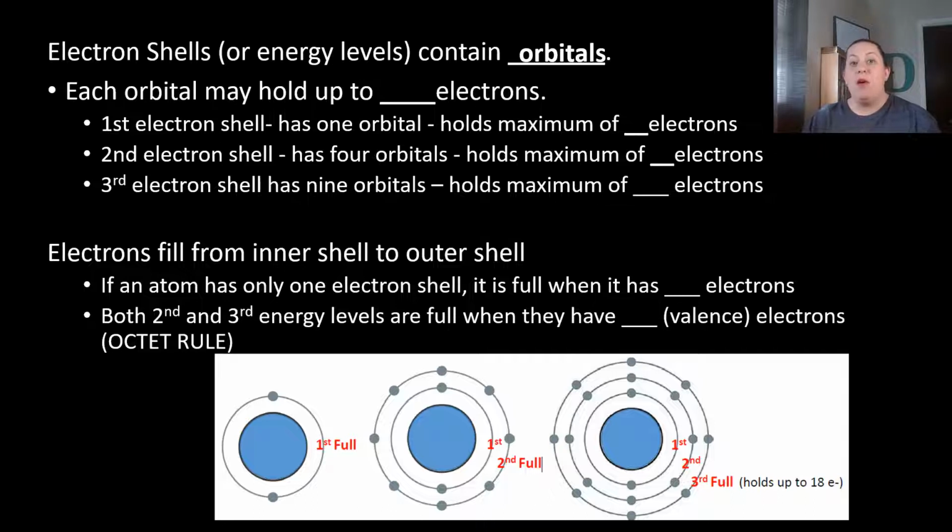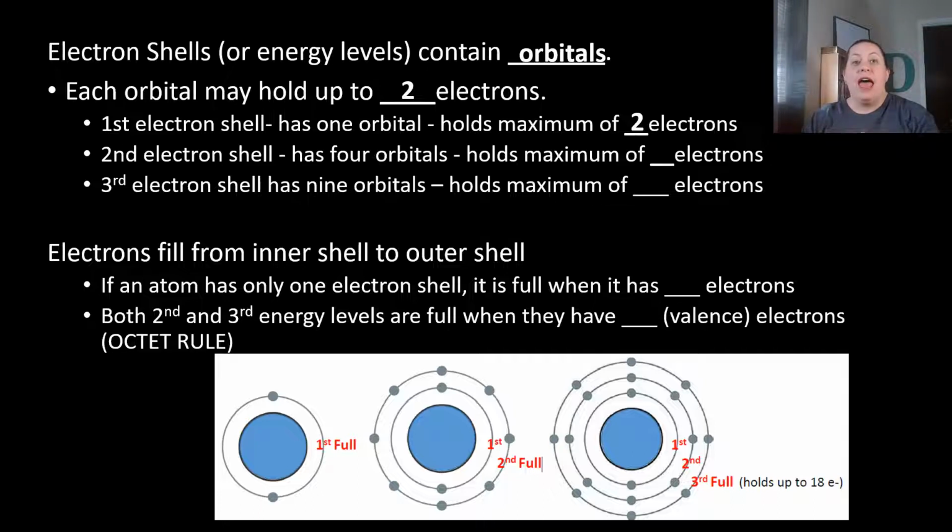Each orbital may hold up to 2 electrons. Now, the first electron shell, the very first one, the one closest to the nucleus, is going to hold a maximum of 2 electrons. That's all it can hold. Once 2 are in there, it's happy, and it's going to move the next electrons outward to the next shell.